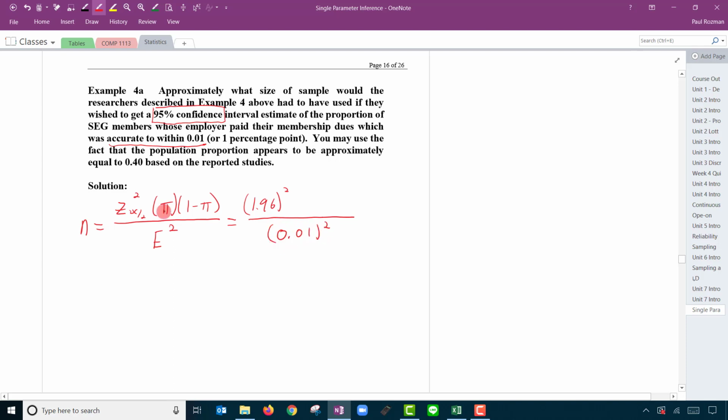And now, what should I put for pi? I don't know what pi is. It's the whole point of doing the exercise. But maybe you know from some other sources, like maybe the American Mathematical Society has some good data and they know the percentage of employers who pay membership dues. Or maybe there's some other geological society where they know something about the percentage. So suppose in this case, we know that from other studies, it's estimated to be around 40%. Then we can just use that and hope for the best.